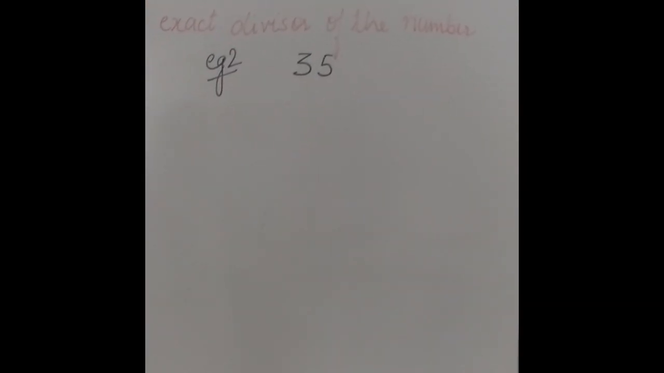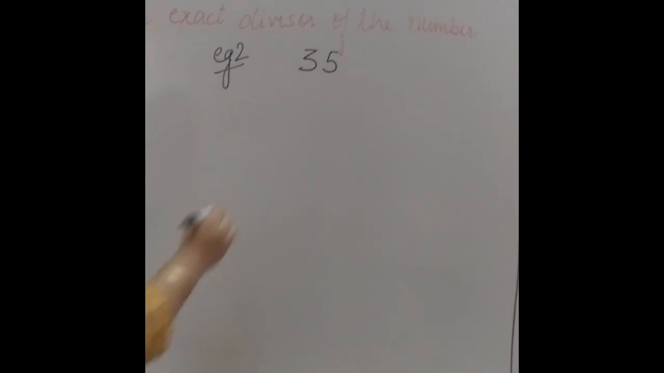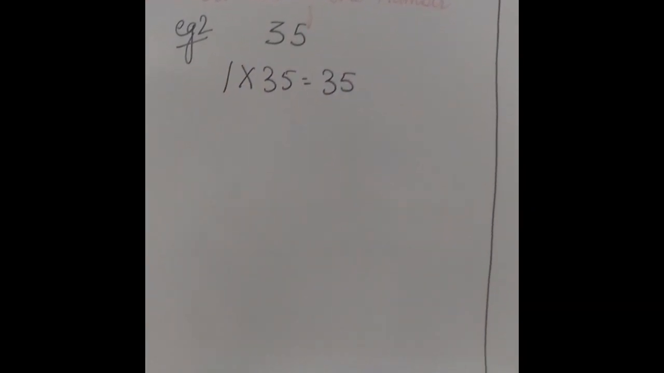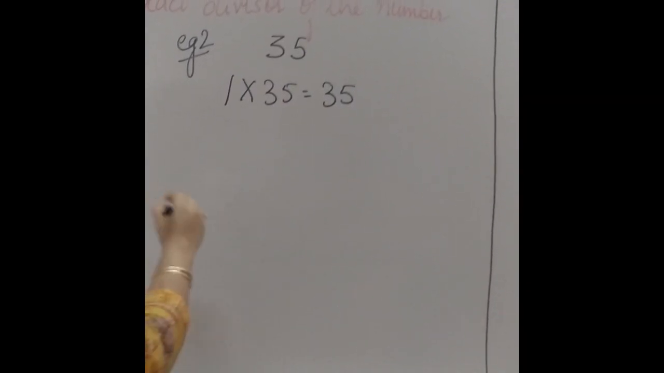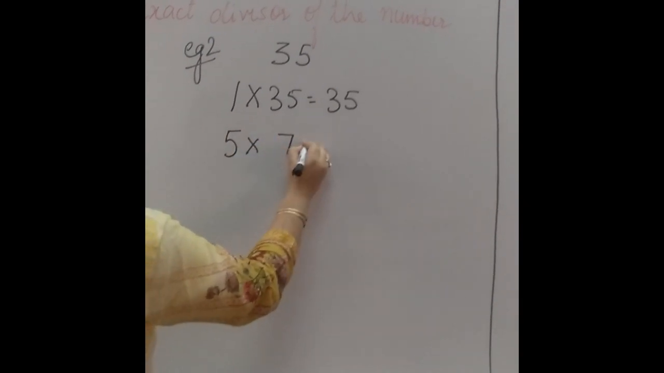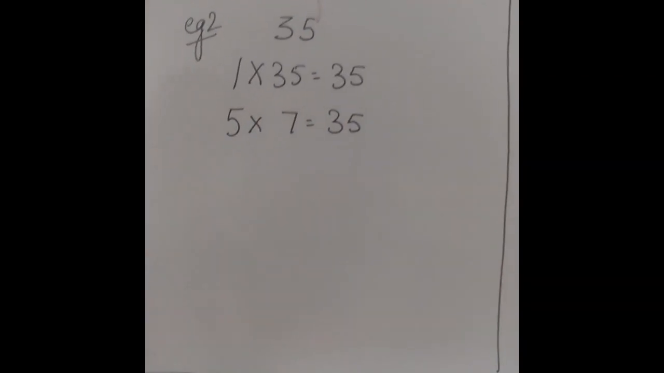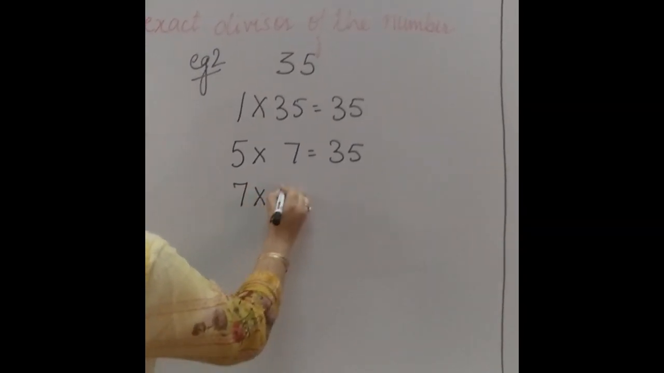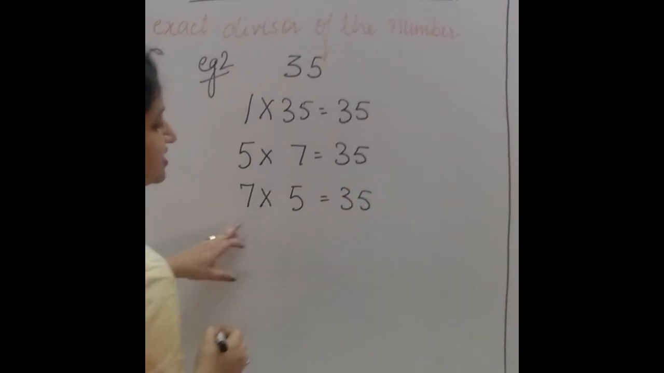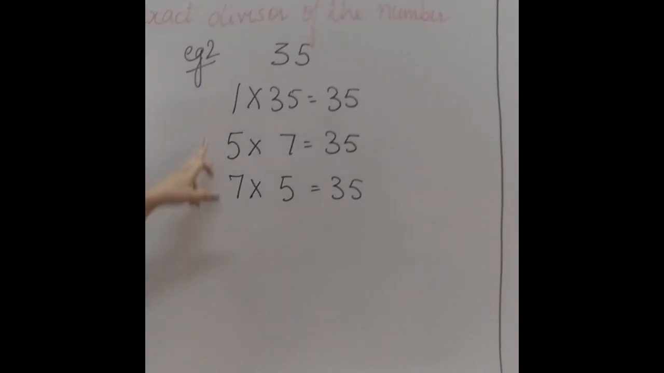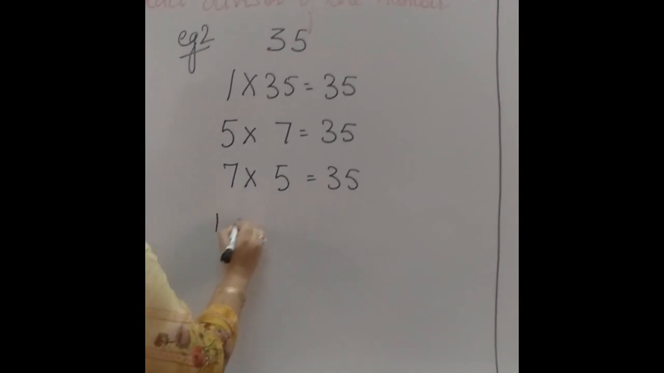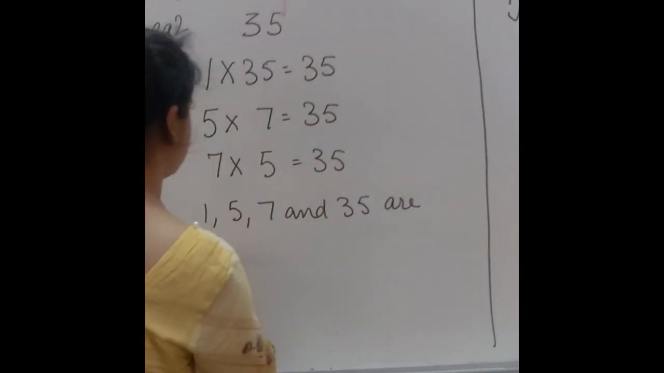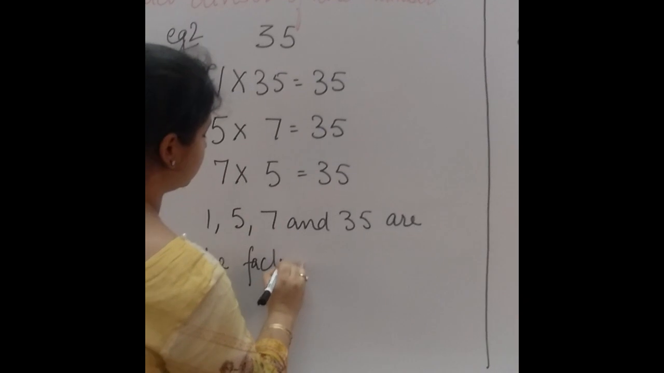Moving on to the next example, we have to find the factors of 35. 1 into 35 is 35. It does not go in the table of 2, 3 or 4. Now let us check with 5. 5 7s are 35. Now after it, let us check for 6. It does not come in the table of 6. Then for 7, 7 5s are 35. Now as the numbers have started repeating again, herein we have 1, 5, 7 and 35 as the factors of 35.